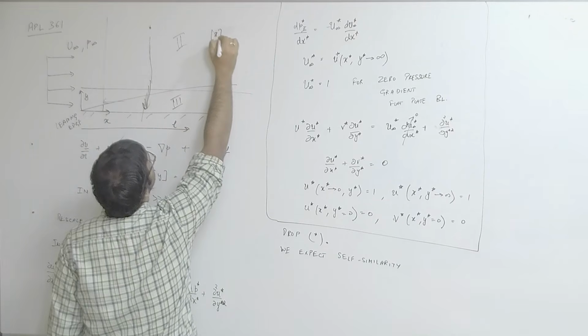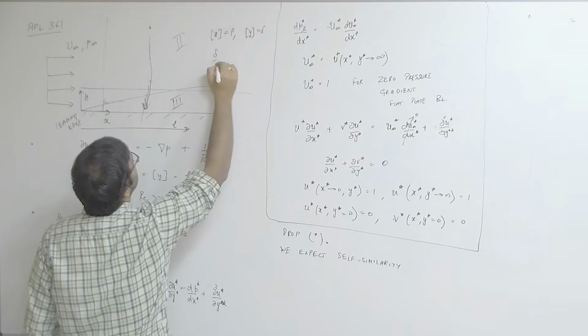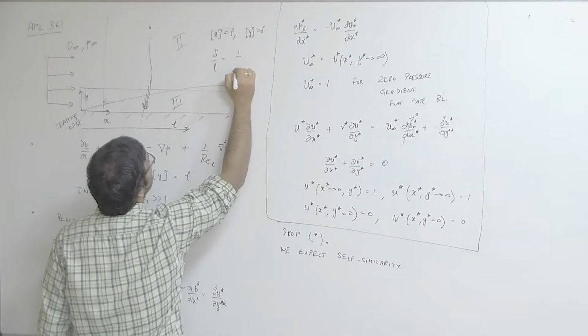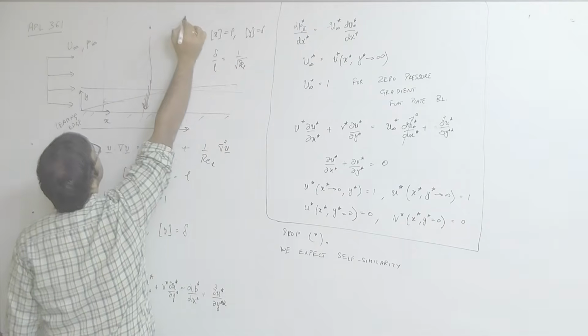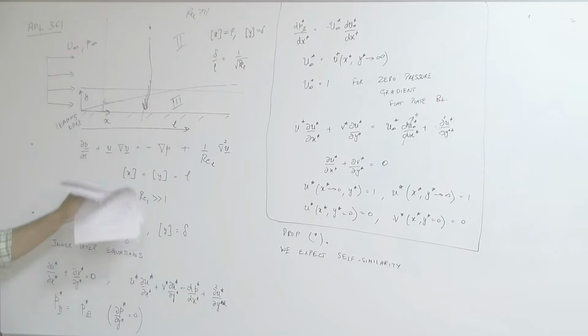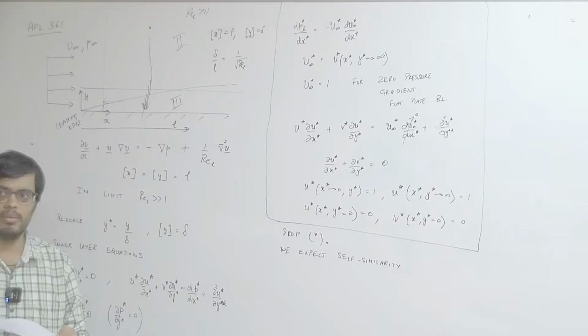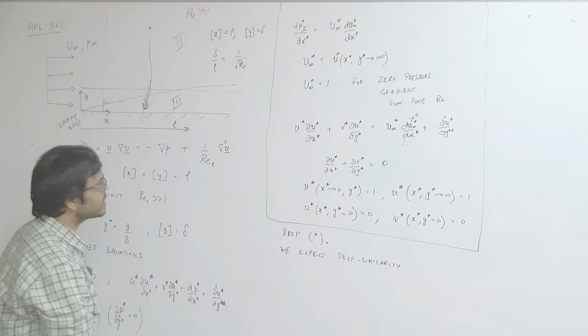So, if this is L and this is delta, then we have derived that delta by L is 1 by square root of Re_L, and we are working in the limit of Re_L much greater than 1. As long as we satisfy these conditions, we are not bothered about any lengths imposed by the geometry of the flow. It is a flat plate, there is no other length that we are concerned with. So, we expect a self similarity solution.